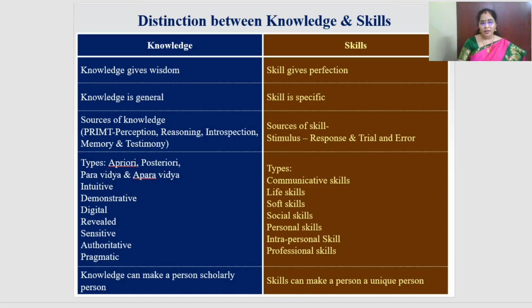a unique person. As I told you, each one's handwriting even differs. That is the first thing which differentiates you from the other person. Everybody has learnt alphabets, but each one's handwriting is different. That actually proves that you are a unique person.